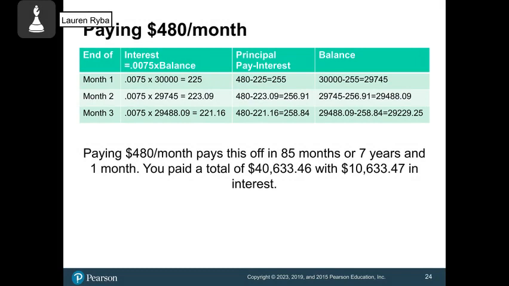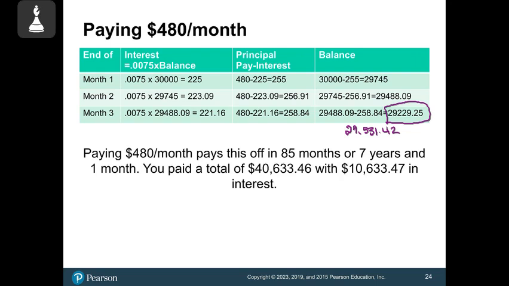We can see we have a table here. We're going to do the same thing again. You can calculate interest, how much is going to go towards principal, and you'll see your balance go down. At the end of 3 months on the last one, we were at $29,531.42. And at this one, we're at $29,229.25. So you can see how we're paying down that balance faster.